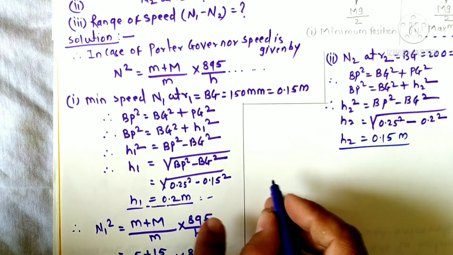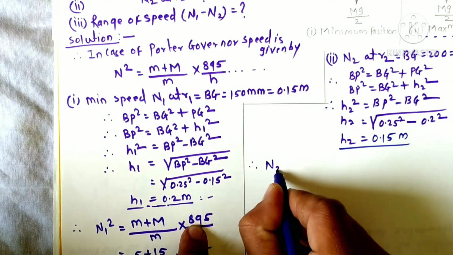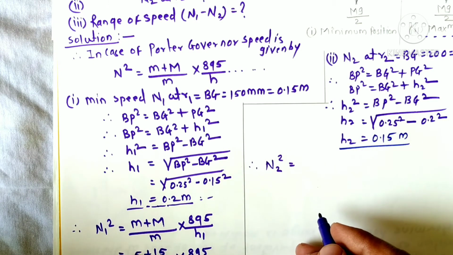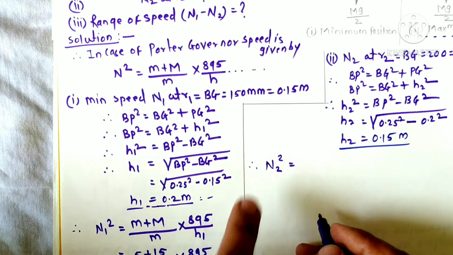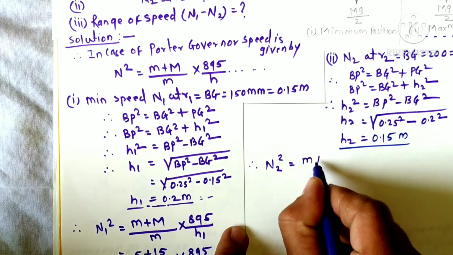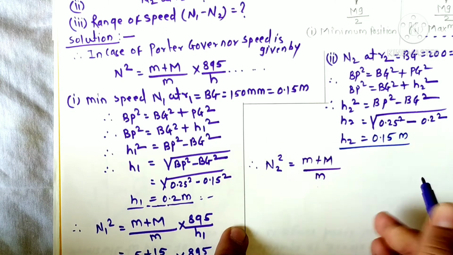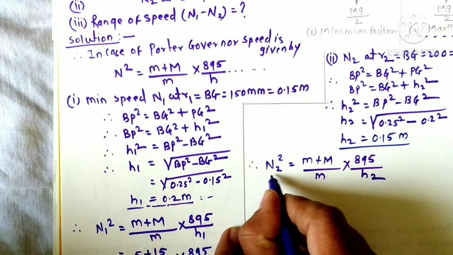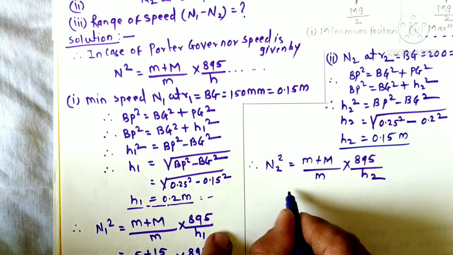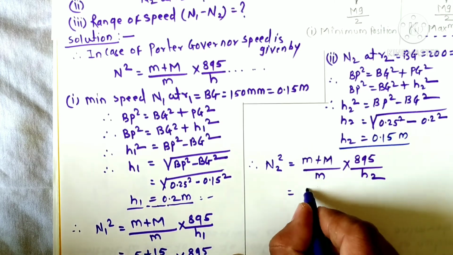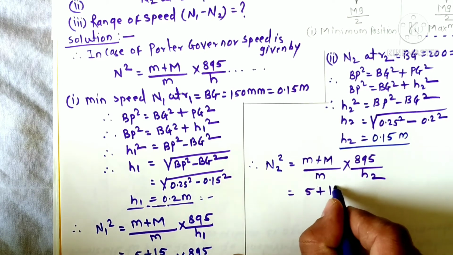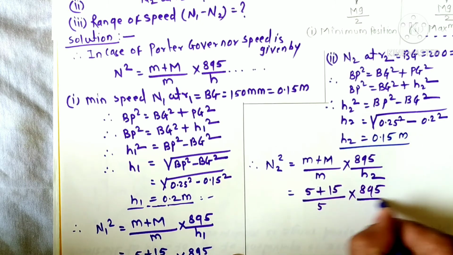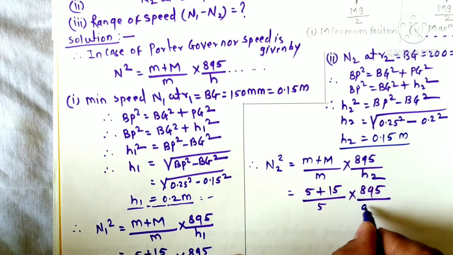So now we have the formula to calculate N2. N2 square will be the same formula as the previous one. The formula of N1 square is the same as the formula of N2. So small m plus capital M divided by small m into 895 upon H2. For N2, H2 will come here. By putting the values, small m is 5, capital M is 15, same, 5 into 895 upon H2. H2 we have calculated, that is 0.15.